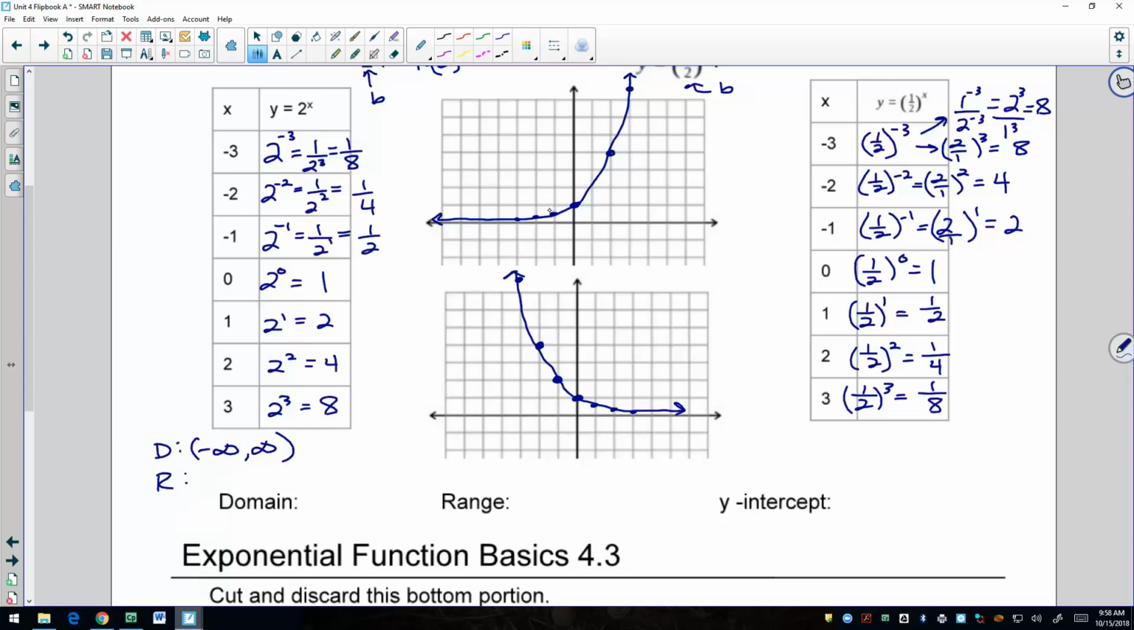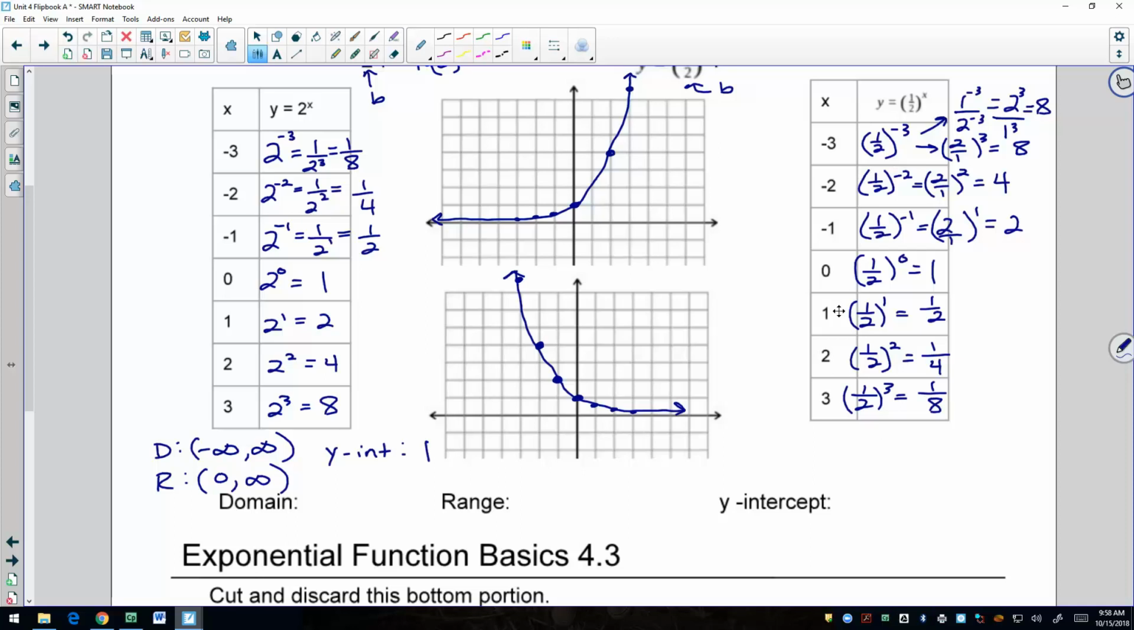Your range, remember I already talked about this. You will never get a negative or 0. You will never be able to raise 2 to any power and get 0. So the range is from 0 to infinity. It does go on forever up, but it cannot get to 0. So make sure you put a parenthesis, a curved one. And the y-intercept is at 1 for both, actually.